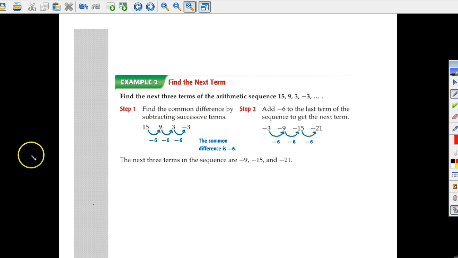So if the common difference is negative 6, you know the next number is going to be negative 3 minus 6, which is negative 9. And then minus 6 again, negative 15. And then one more time, negative 21. So the next 3 terms in the sequence are negative 9, negative 15, negative 21.